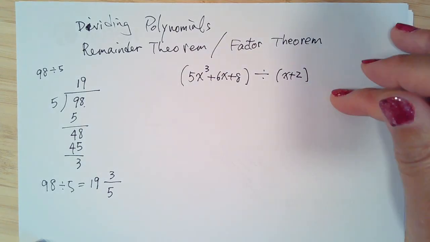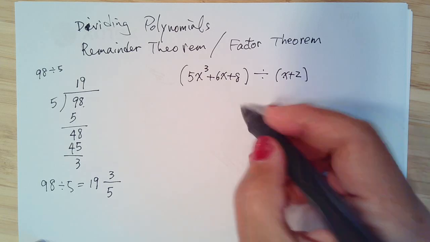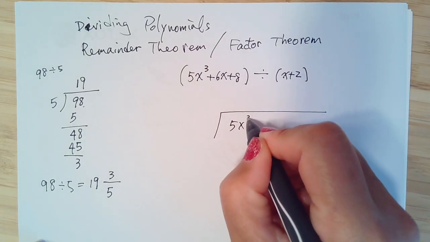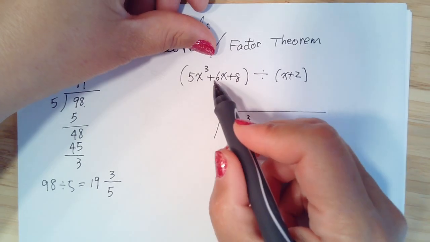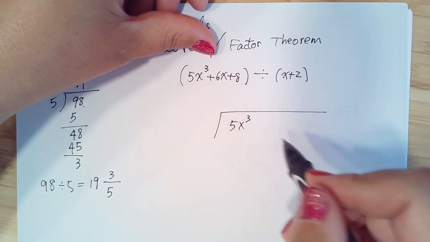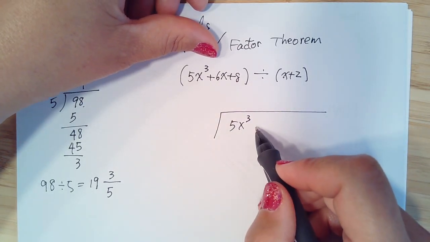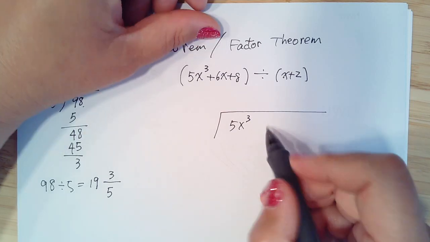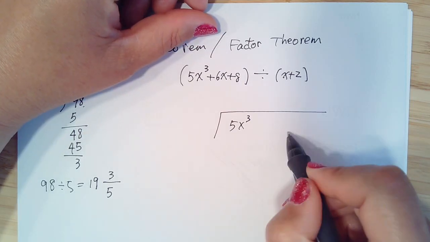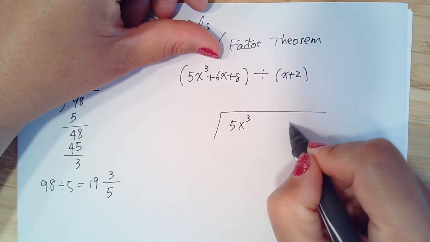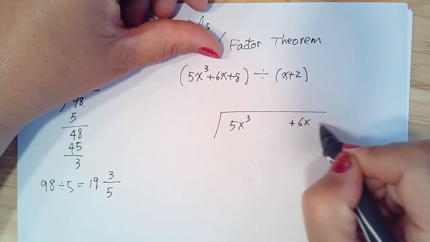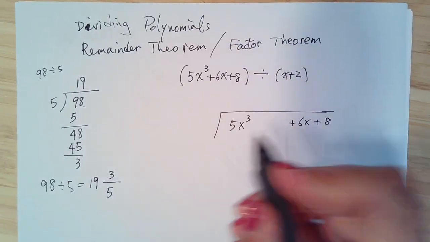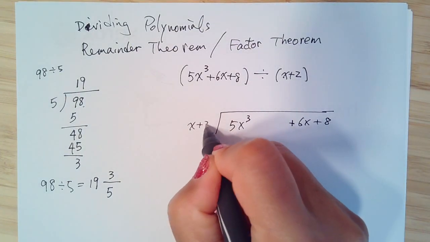How can you do that? Very similar to this. We're going to put this in a long division form. So it's a 5x cubed. Pay attention to here. There's no square term. When the square term is missing, in other words, that coefficient of the square term is a 0, we leave something blank. We have to give some space for the square term. And then we're going to put plus 6x and then plus 8. So be very careful here. And then here I'm going to put x plus 2.